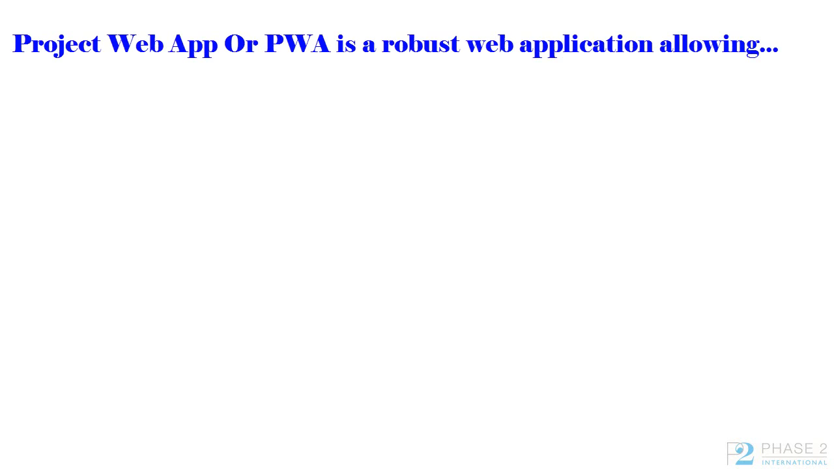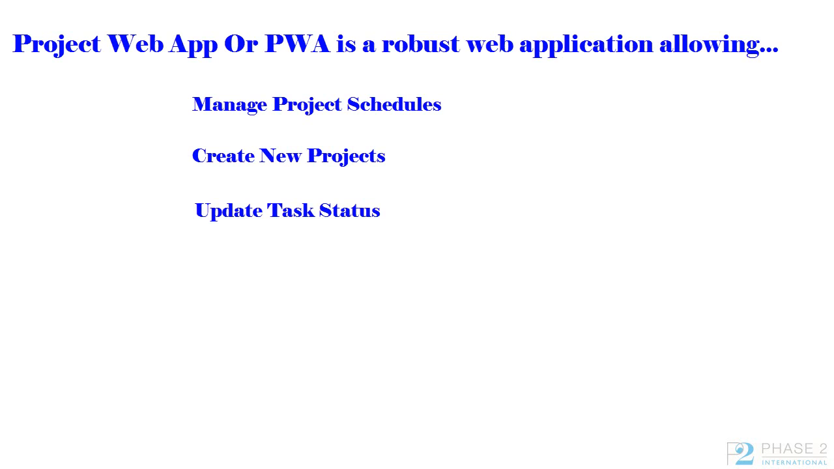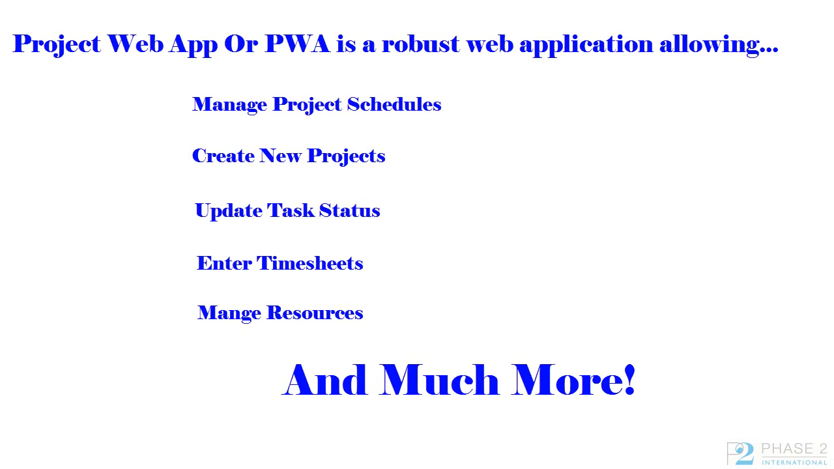Project Web App, or PWA, is the web portion of Microsoft Project Server. It is a robust application that allows you to manage existing project schedules and portfolios, create new projects, update task status, enter timesheets, manage resources, and much more.